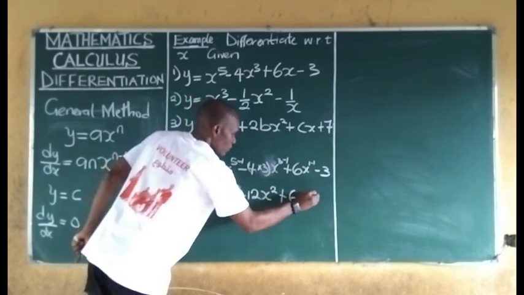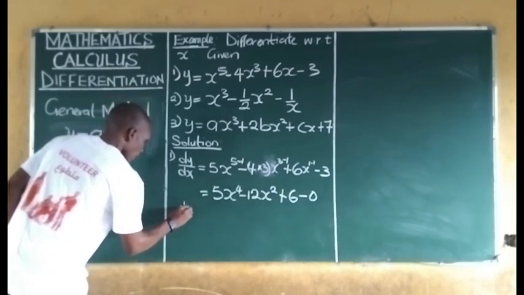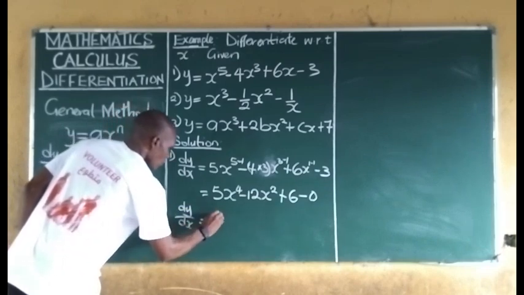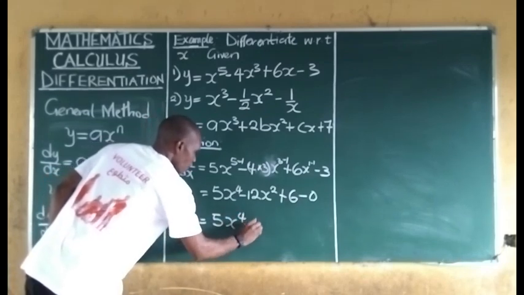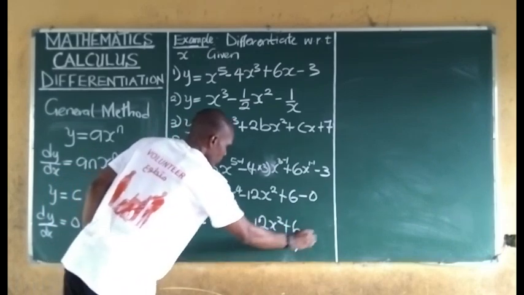That is minus 0. Therefore, dy over dx is equal to 5x raised to the power of 4 minus 12x squared plus 6.